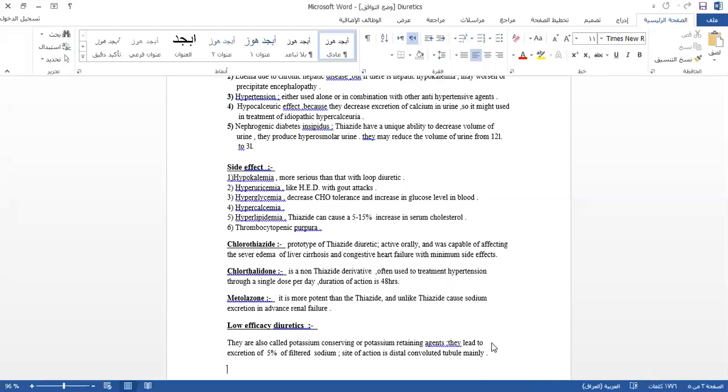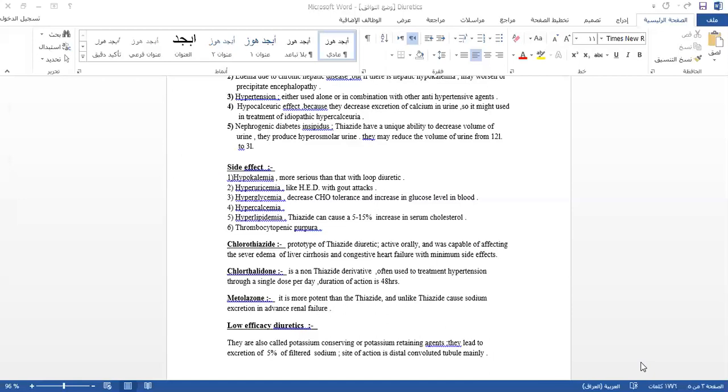Chlorothiazide, as the prototype for a thiazide drug active orally, was capable of affecting severe edema of liver cirrhosis and congestive heart failure with minimum side effects, given once daily in the morning to control edema of liver cirrhosis and congestive heart failure. Chlorothiazide has a duration of action, as we see, of about 12 hours, while chlorthalidone, a drug related to the thiazides like metolazone, is a thiazide derivative often used in treatment of hypertension through a single dose per day. Duration of action is a total of 48 hours.